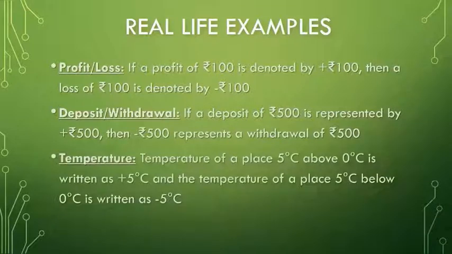Temperature. The temperature of a place 5 degrees above 0 degrees is written as +5 degrees Celsius. And the temperature of a place 5 degrees Celsius below 0 degrees Celsius is written as -5 degrees Celsius.